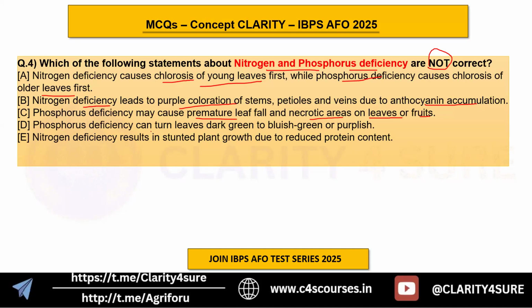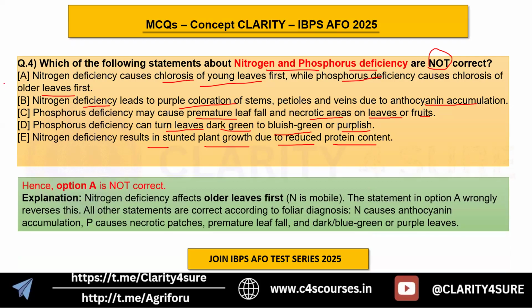Then phosphorus deficiency can turn leaves dark green to bluish green or purplish. And lastly, nitrogen deficiency results in stunted plant growth due to reduced protein content. So here we are discussing mainly the nutrient deficiency and toxicity topic of plant physiology. So the correct answer for this question is option A, which is the not correct option regarding nitrogen and phosphorus deficiency.